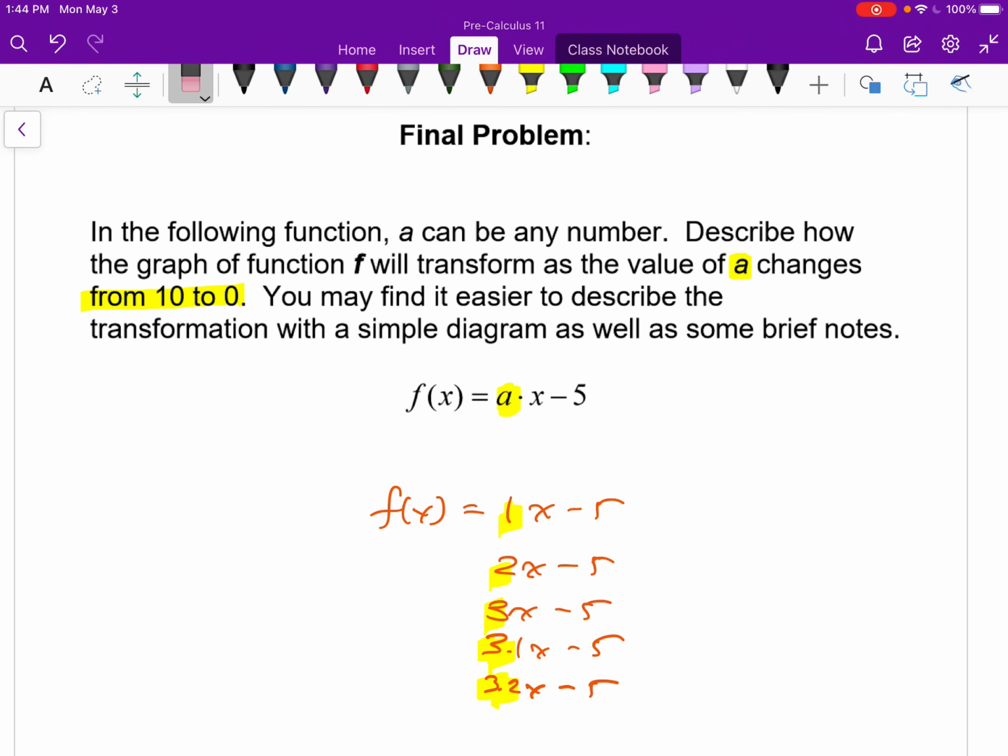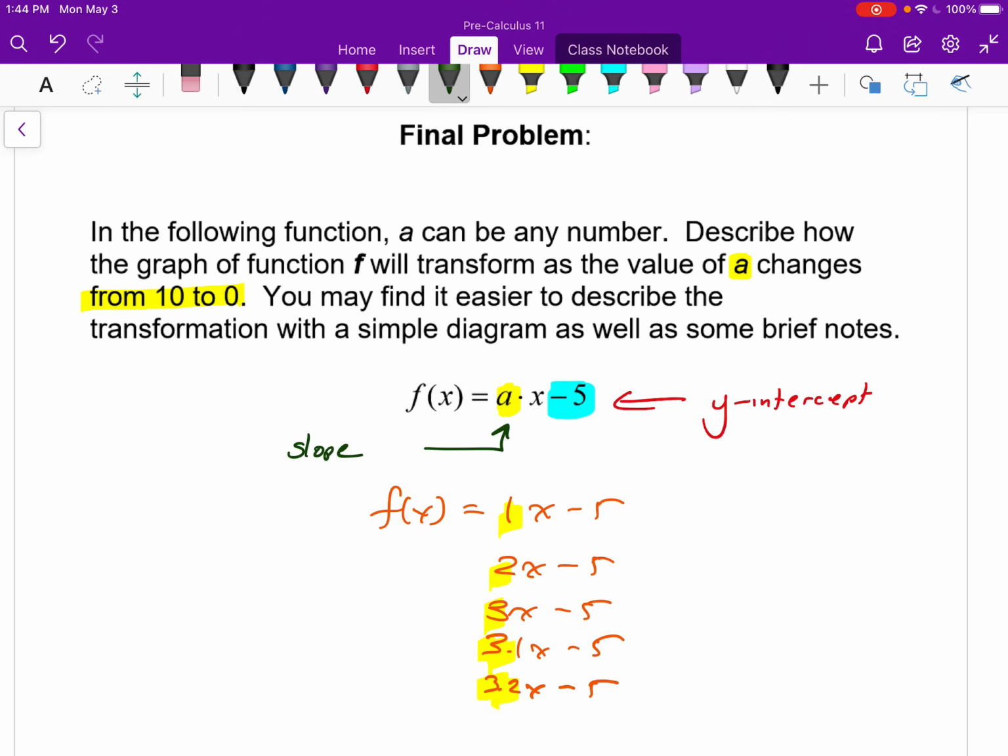Well, hopefully we can realize that in all of these, they have the same constant of negative 5. So they'll always have the same y-intercept. Each time will be a line with a constant y-intercept, which means no matter what a is, it'll always go through negative 5 on the y-axis. The a is my slope.